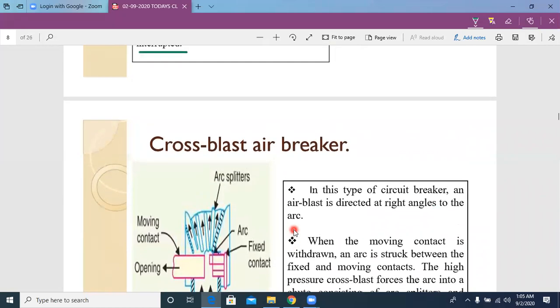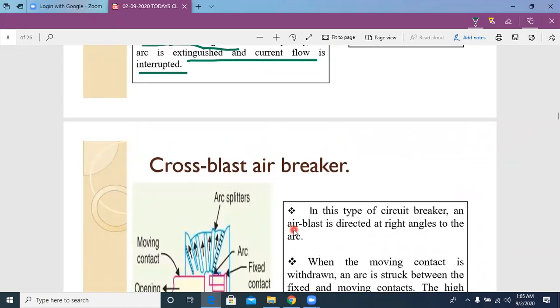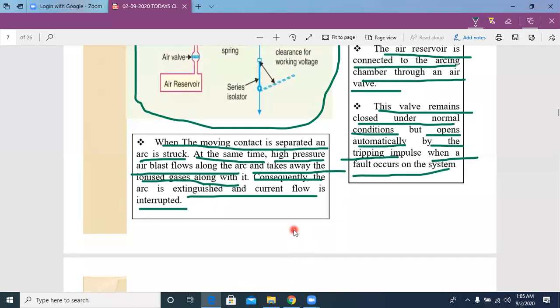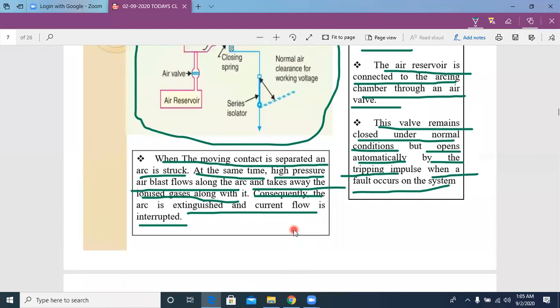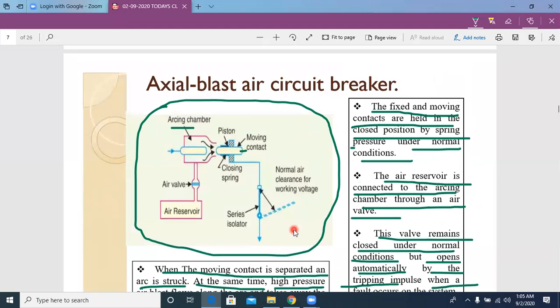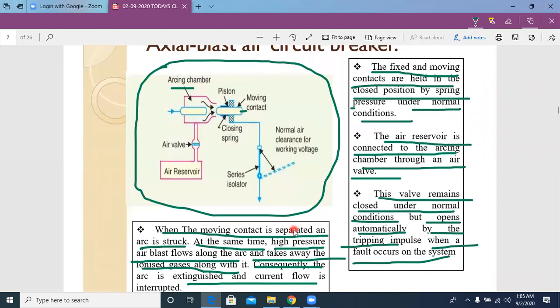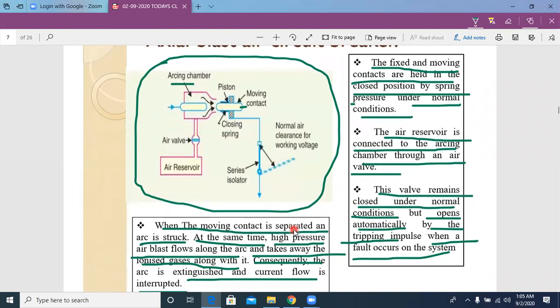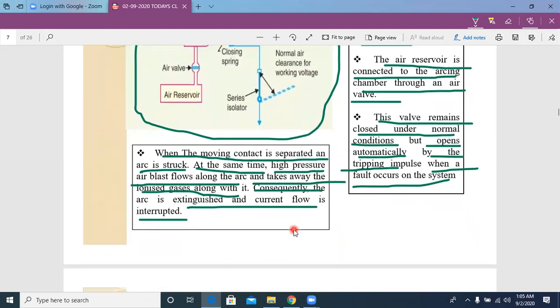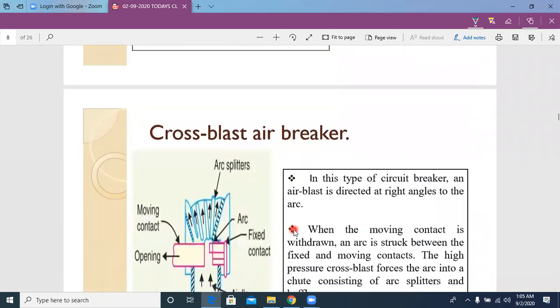One more important thing about axial blast is that axial blast breakers are suitable for high voltage applications, like extra high voltage applications. Compared to the remaining two, that means cross and radial, at extra high voltage levels we prefer axial blast. So we prefer axial blast circuit breakers on EHV lines because the air flows along with the arc. The arc extinguishing method in this one is the cooling method. Now come to the cross blast type.